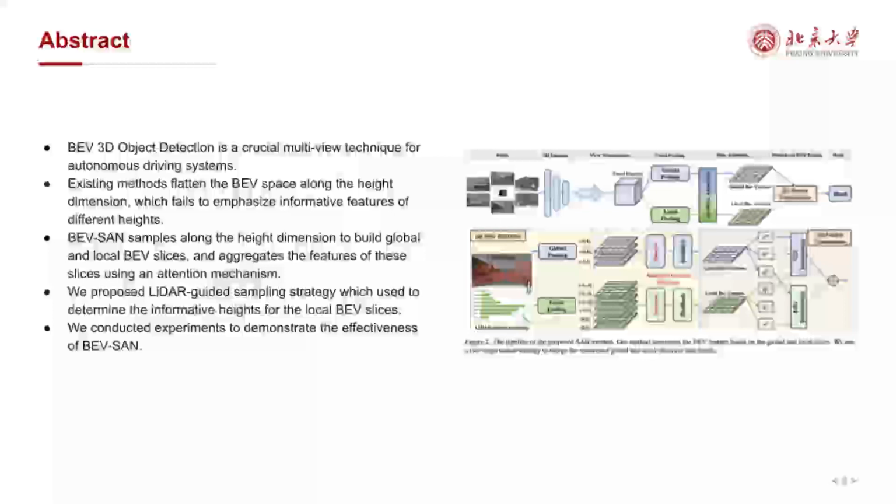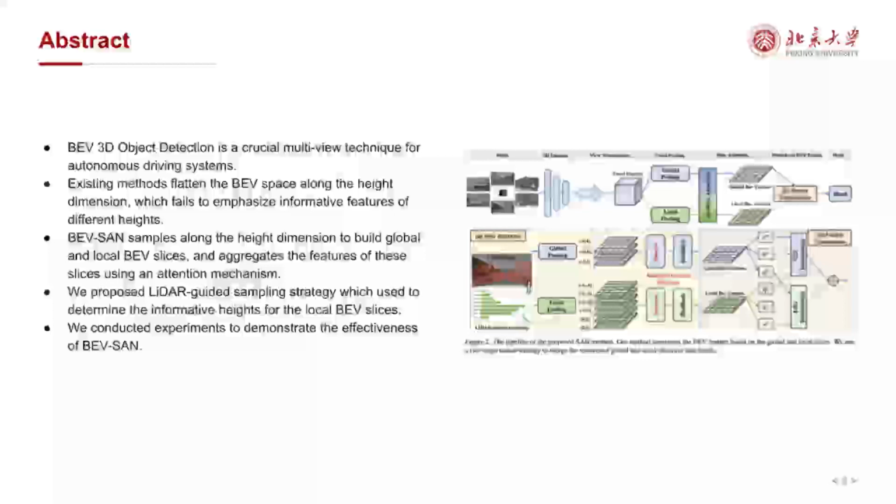In this paper, we propose a novel method named BEV Slice Attention Network for exploiting the intrinsic characteristics of different heights. Instead of flattening the BEV space, we first sample along the height dimension to build the global and local BEV slices. Then, the features of BEV slices are aggregated from the camera features and merged by the attention mechanism. Finally, we fuse the merged local and global BEV features by a transformer to generate the final feature map for task heads. The purpose of local BEV slices is to emphasize informative heights.